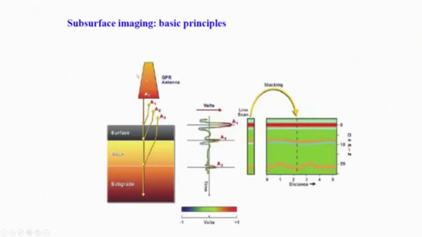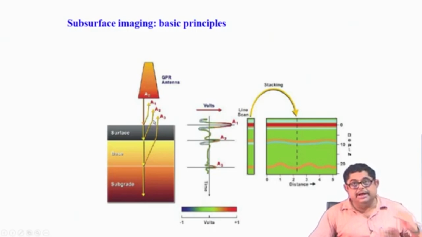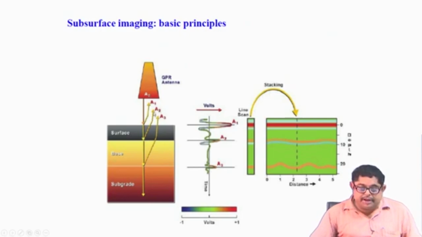Now, basic principles of GPR, subsurface imaging. What happens? A GPR antenna is sending the signal. The moment the signal goes from the antenna into the air, there is a return which we call A0. Then when the wave falls on the ground top layer, there is a return that is called A1. Then the ground is divided into surface, base, subgrade, etc.; soil people do it like that. From every interface, that means whenever there is a discontinuity in epsilon and sigma, there is a return.